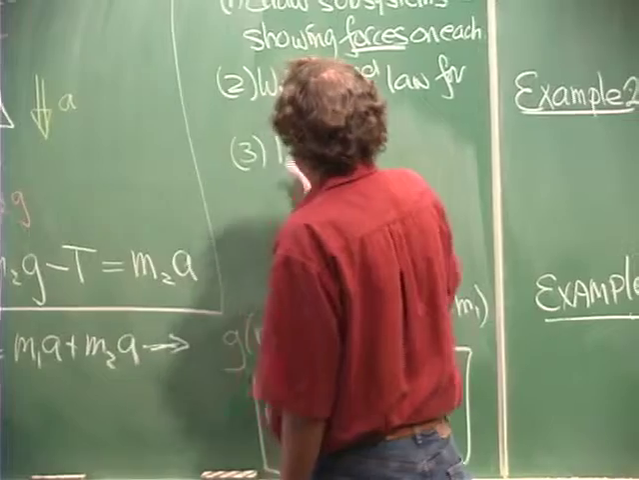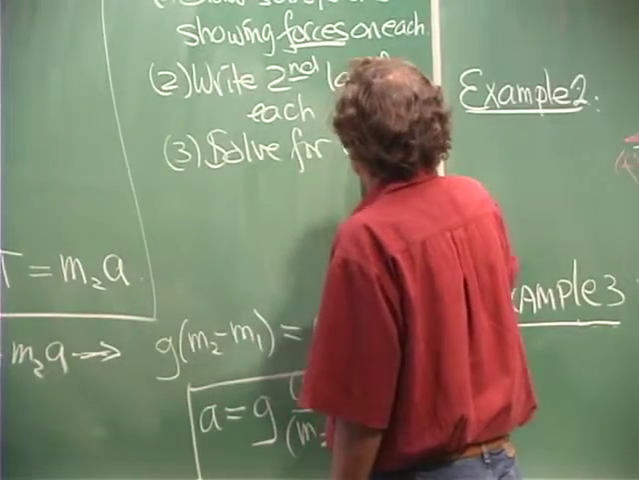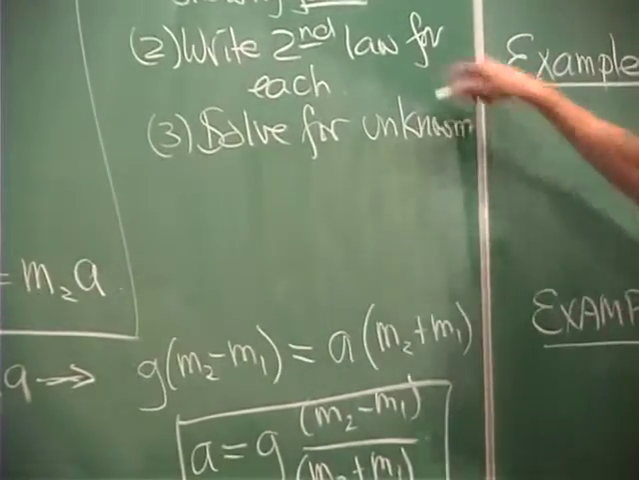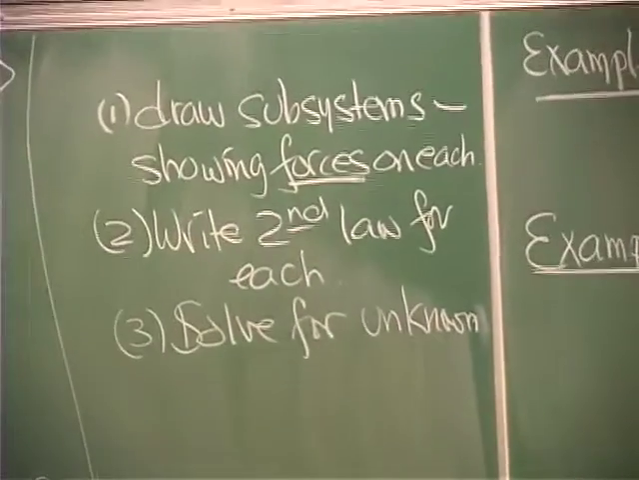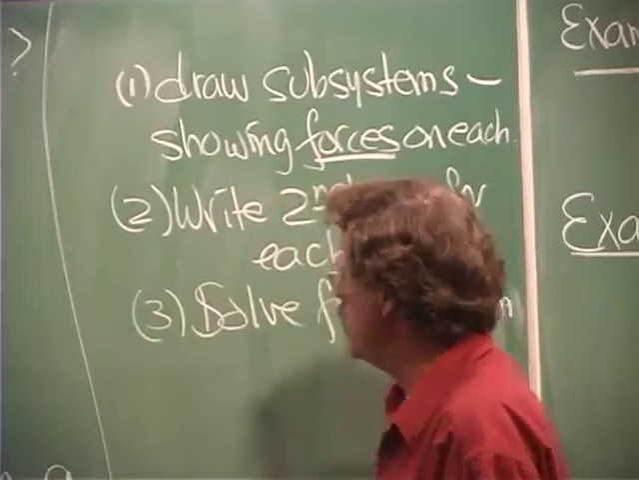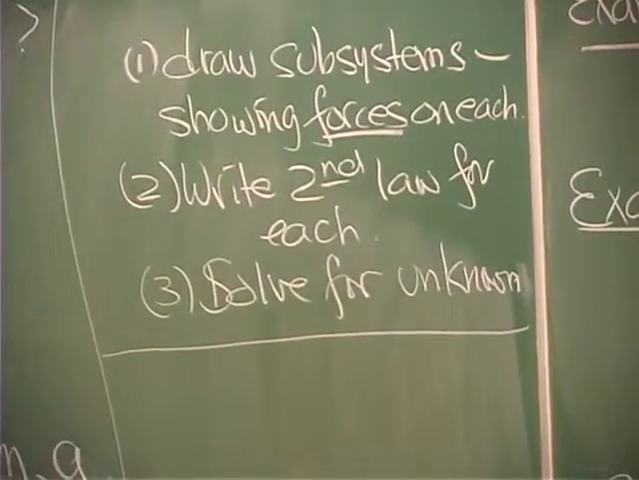Third was, once you've written down Newton's second law, you've got algebraic equations. Actually, personally, I put in a 2.5 here. I count the equations and count unknowns before I start doing any algebra on it.